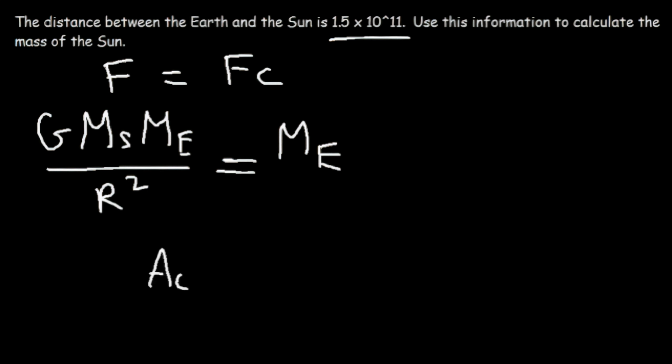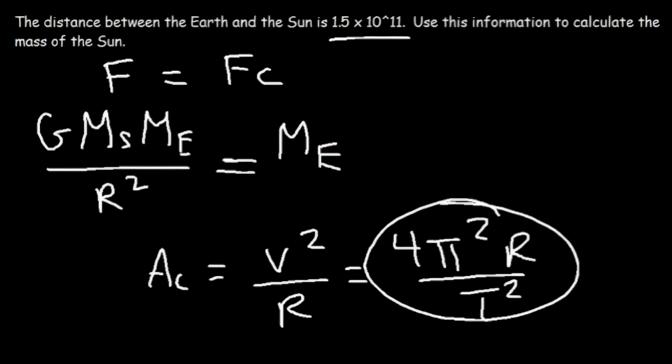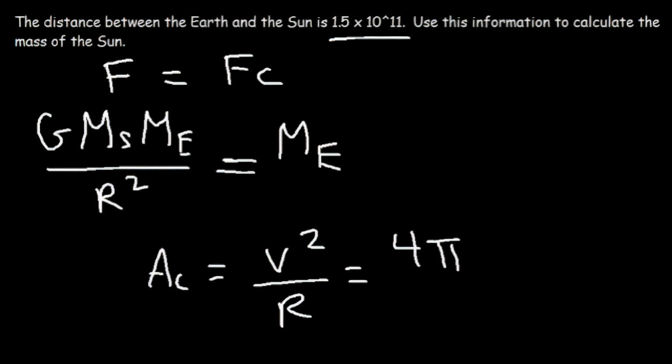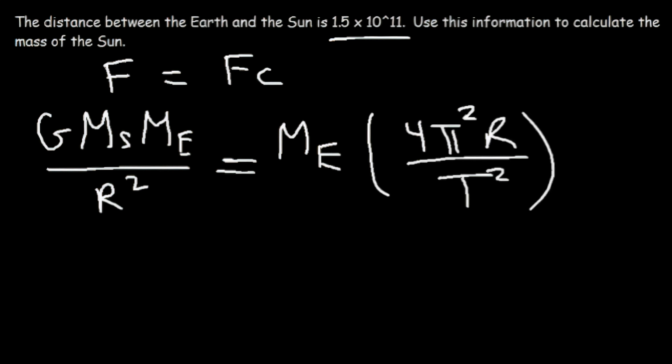So centripetal acceleration, we can replace it with v squared over r, or we could replace it with 4 pi squared r over t squared, which we obtained this equation earlier in the video. So let's use that for the centripetal acceleration. So it's 4 pi squared r divided by t squared. So we can cancel the mass of the Earth.